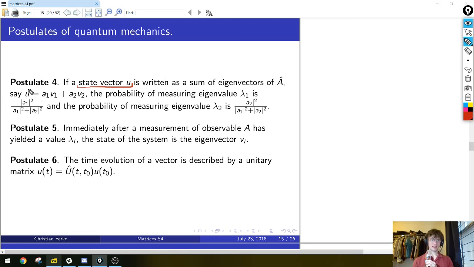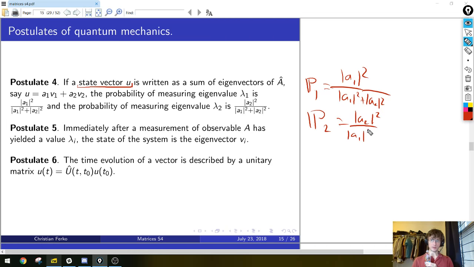Yeah, exactly. This is kind of the norm of u squared in a certain sense. And the reason we do that is so that these probabilities add up to 1. So the probability of getting lambda 1 is a1 squared over a1 squared plus a2 squared. And the probability of getting lambda 2 is a2 squared over a1 squared plus a2 squared.